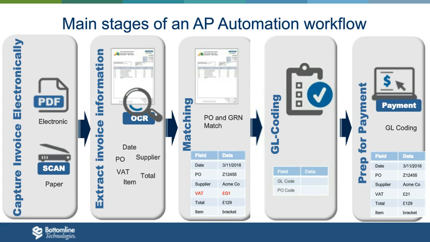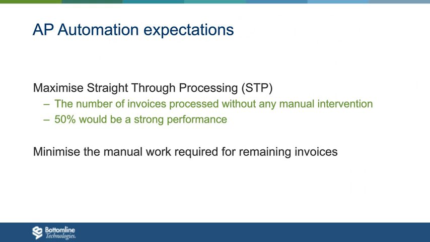Now, one of the things we like to do when we talk to our customers is set realistic AP automation goals, because there's an awful lot of smoke and mirrors out there in the marketplace. But what our experience tells us is that a well-run AP automation system will deliver approaching 50% straight-through processing. What that means is that 50% of the invoices will pass through the system from being scanned to being ready for payment approval without any manual intervention.